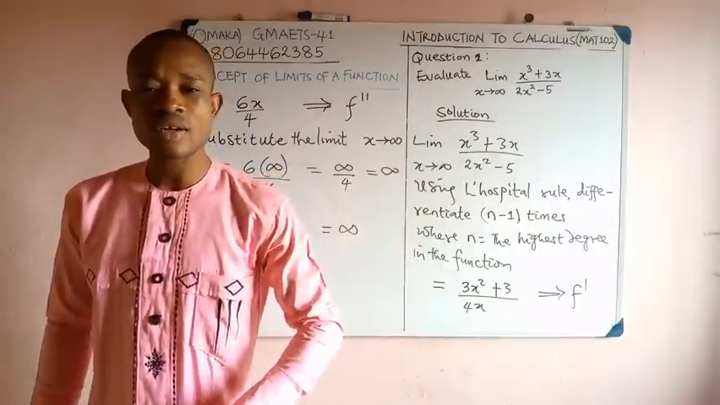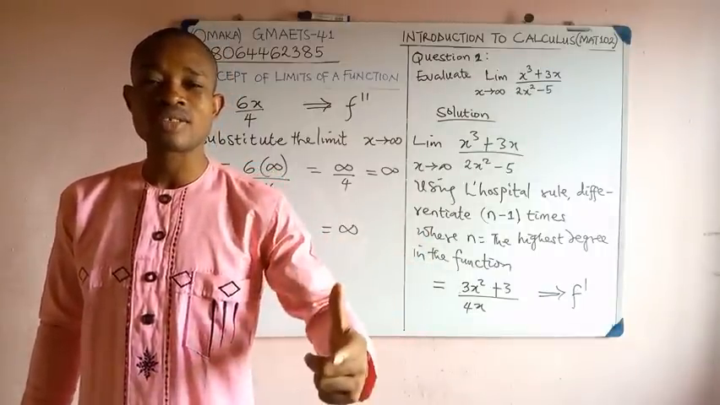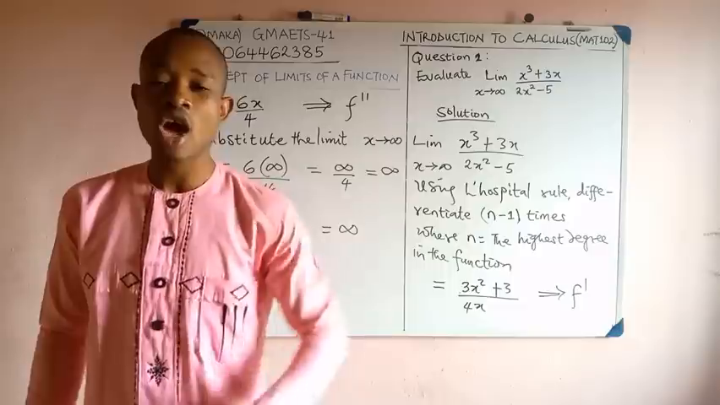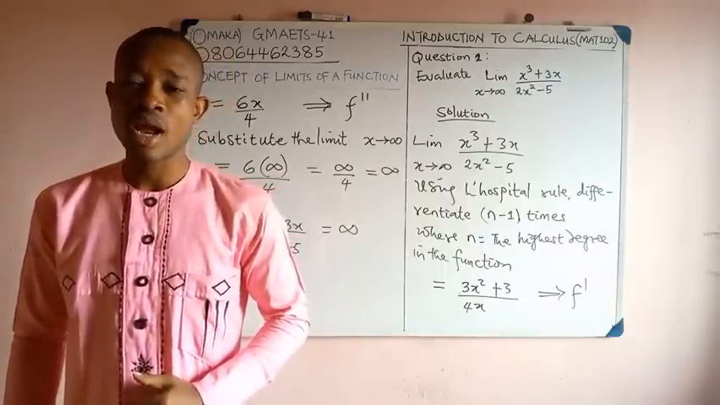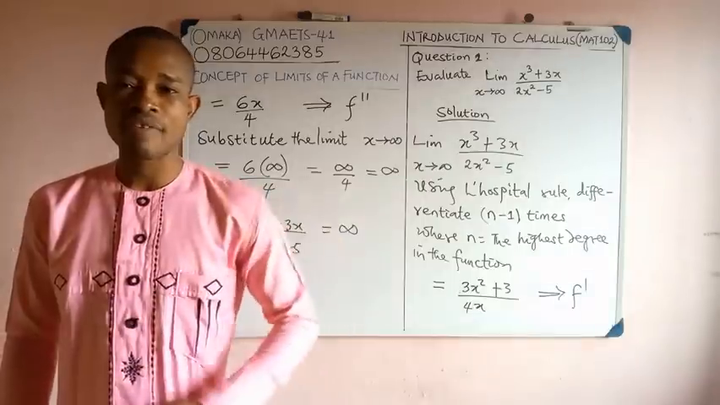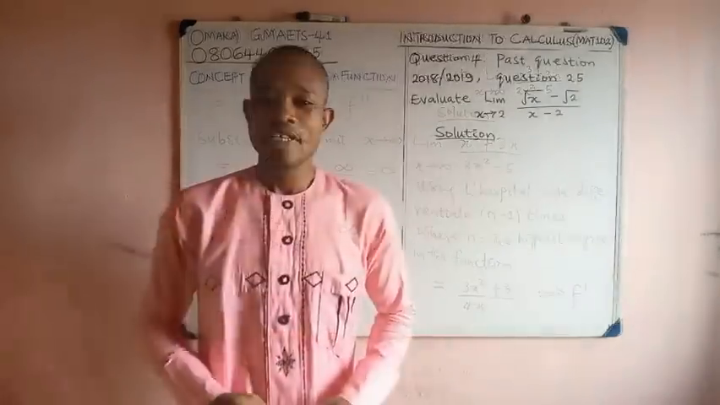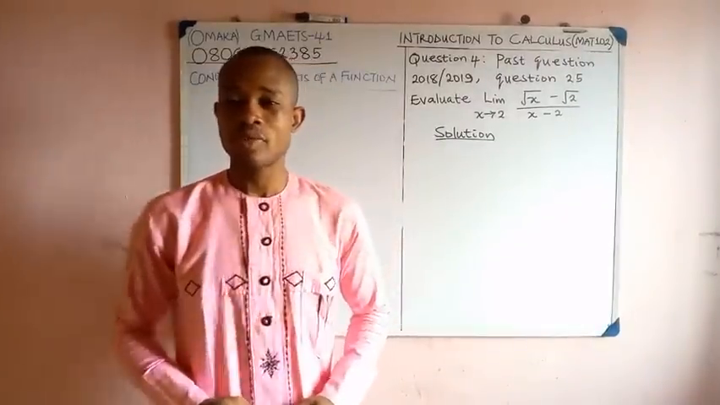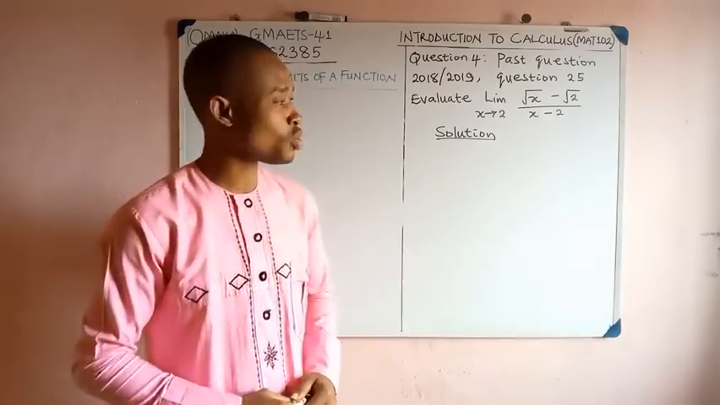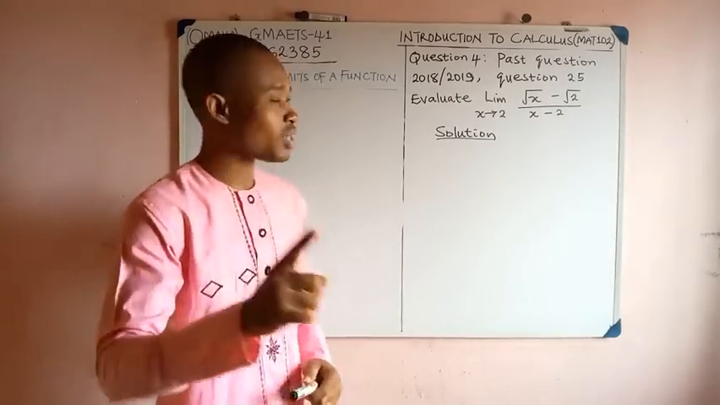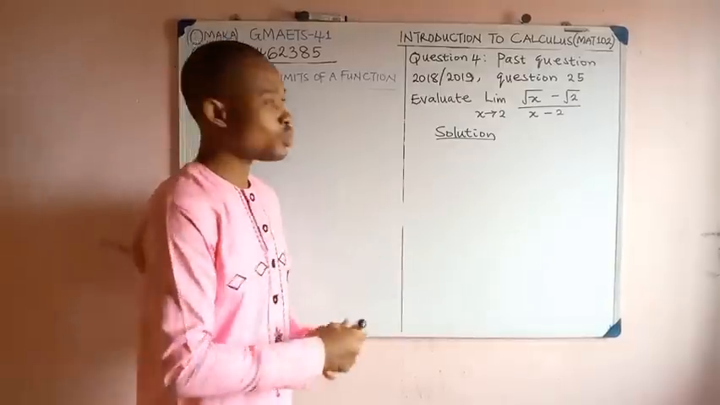But if the degrees are not equal, differentiate n minus 1 times, where n represents the highest degree in that function. And once you do that, substitute the given limit. Now we have the fourth question on the board. It is also a past question. We have to evaluate root x minus root 2 all over x minus 2 as x tends towards 2.